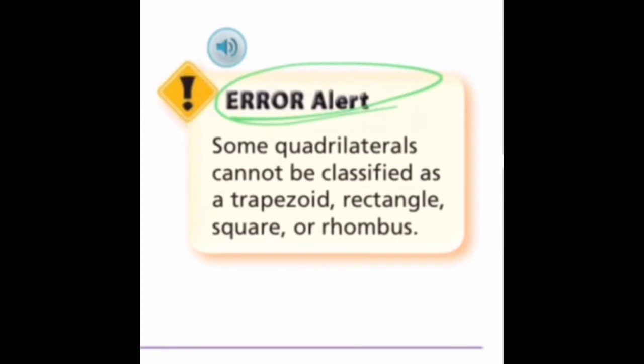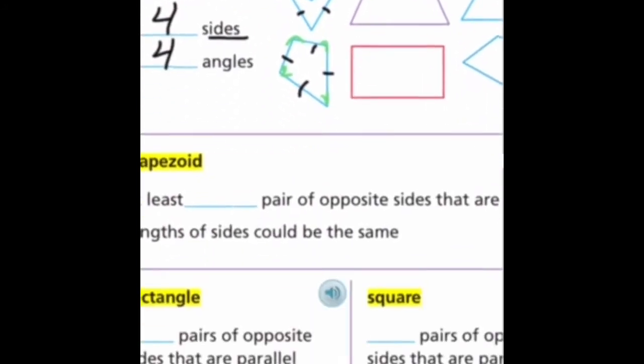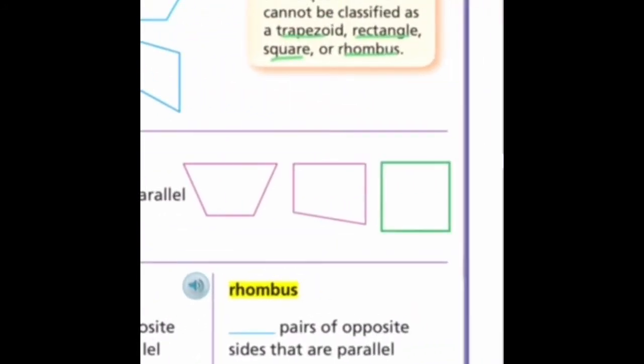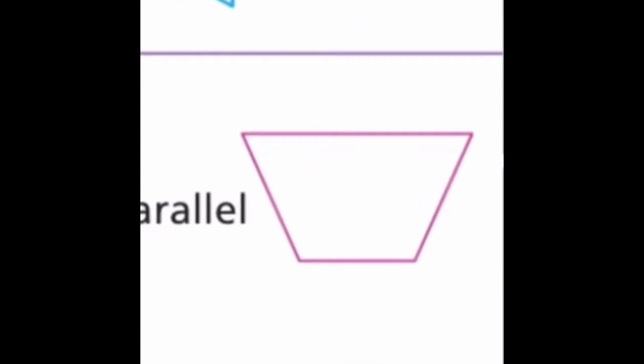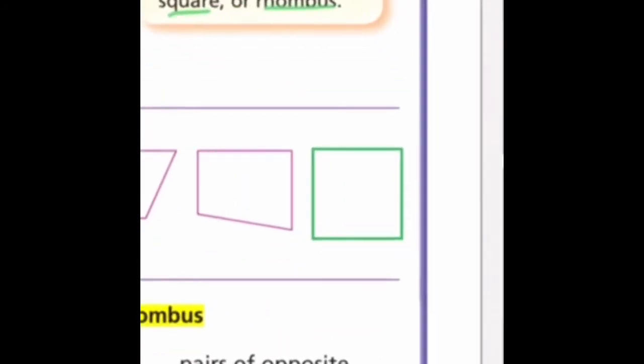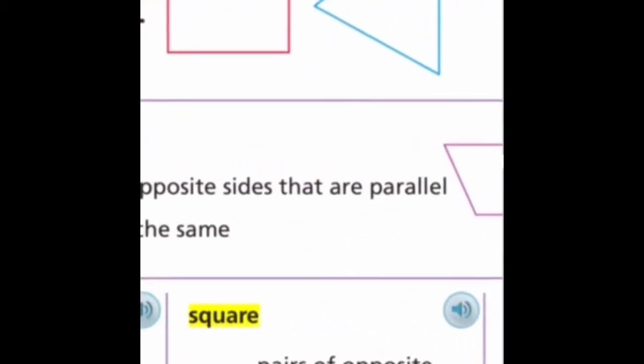Error alert. Some quadrilaterals cannot be classified as a trapezoid, a rectangle, a square, or a rhombus. And there's a perfect example right there. It's not any of those things, but it is a quadrilateral because it has four sides and four angles. Trapezoid. This is the trapezoid we typically see, but these other two examples are also trapezoids as well. There we go. Okay, all three are trapezoids.